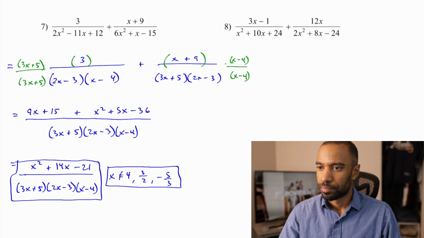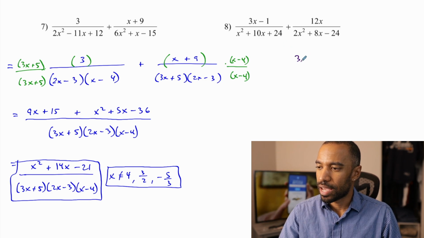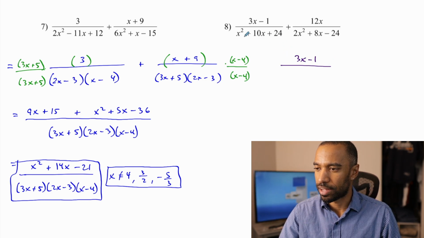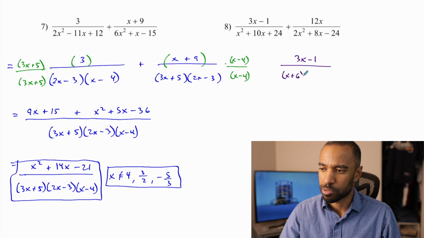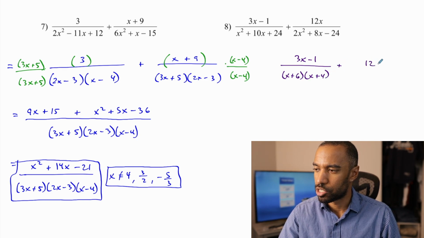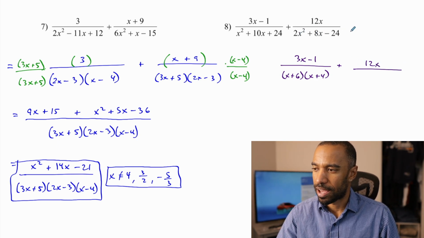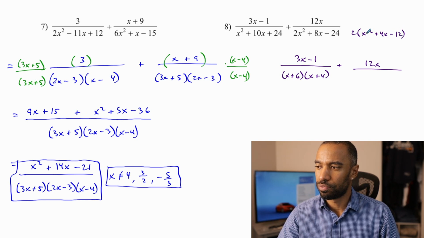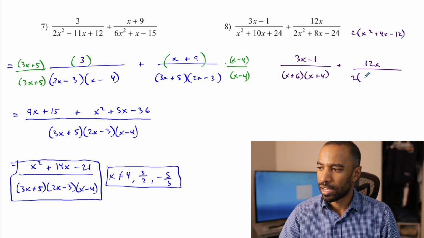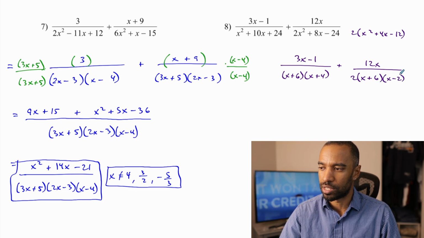I haven't used purple yet. So 3x minus 1 over, let's factor that now. That's an x plus 6 times x plus 4. Plus, haven't seen a minus in a while, 12x over. Oh, 2 is a common factor. Hold on. 2 is a common factor. I got x squared plus 4x minus 12. I think we saw that already. X plus 6 times x minus 2. Maybe we didn't. I don't know.